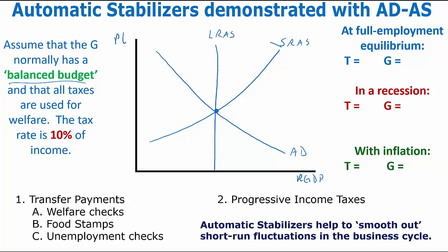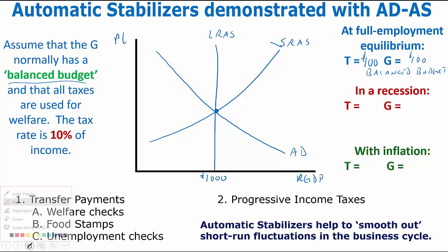So all taxes are used for welfare. So there's no defense spending, no roads, any of that. All right, and the tax rate is 10% of income. So let me remind you of something. GDP is income. So if our GDP were $1,000 and taxes are 10% of income, then the tax revenue is going to be $100 when the economy is booming or strong, normal. And then all of those $100 get spent. So that shows our balanced budget when the economy is normal.